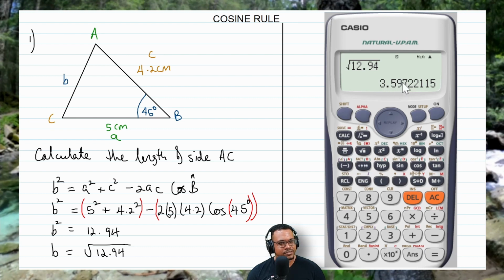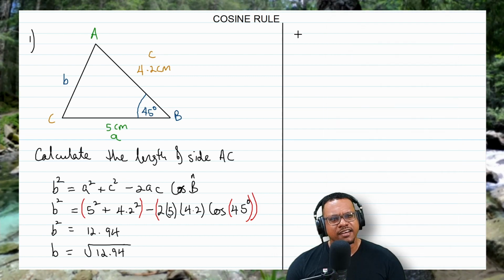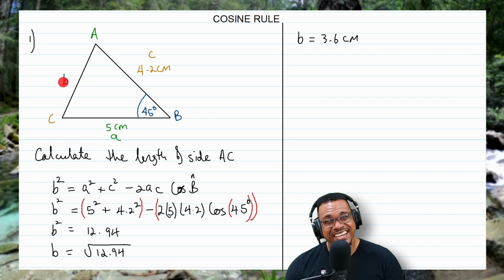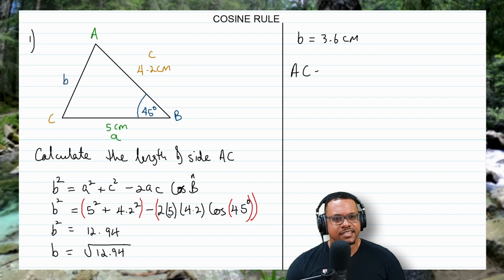After the 9 is a 7, so this 9 will go up by 1, which will push this 5 up by 1, so I'll have 3.6. So I'll have lowercase b is equal to 3.6 centimeters. And remember, lowercase b is the length of the side AC. So I'll have AC is equal to 3.6 centimeters.